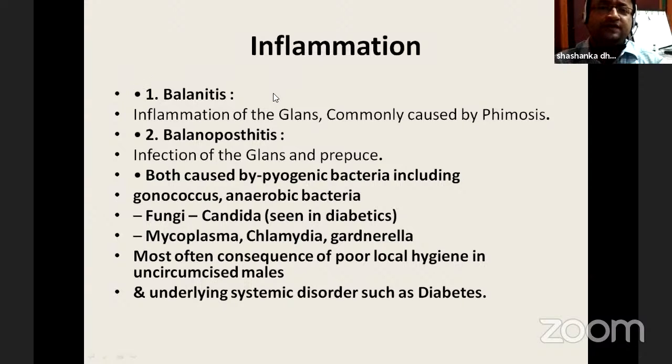Inflammation involving the penis. Balanitis and balanoposthitis are both very common conditions. Inflammation of the glans is known as balanitis, and involving the glans and prepuce is known as balanoposthitis. Both can be caused by bacteria as well as fungi. Those caused by pyogenic bacteria include gonococcus or anaerobic bacteria, and among fungi, the most common is candida. This is more commonly seen in diabetics. Mycoplasma, chlamydia, and Gardnerella are other causes of balanoposthitis. Usually, it is a consequence of poor local hygiene in uncircumcised men, and diabetes may be an underlying finding in a lot of cases of balanoposthitis.